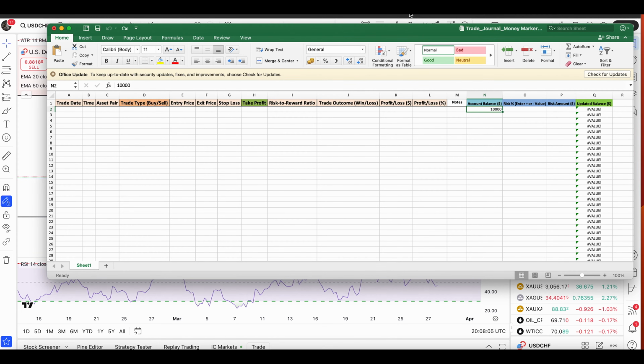So these are the 2 ways you can download Smart Trade Journal and start logging your trades so that your results are in front of you and you can see how you are performing in your trading.